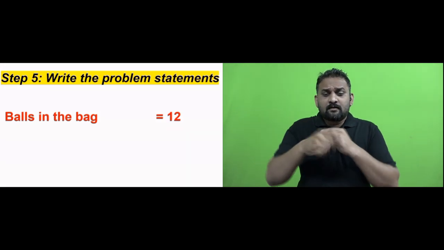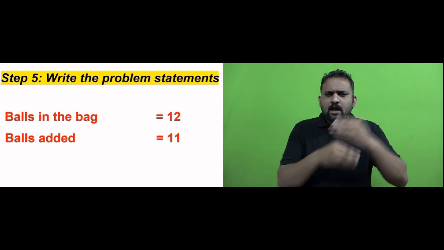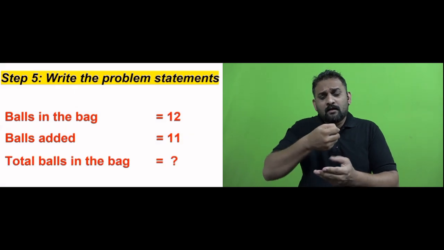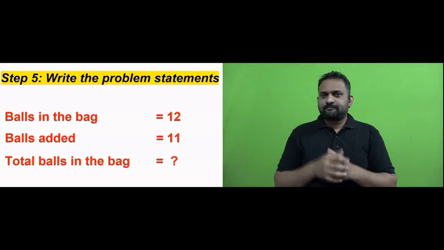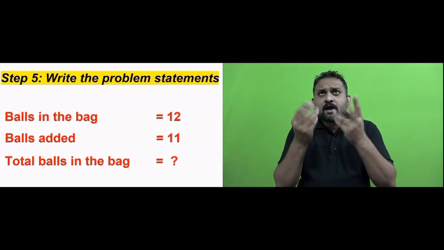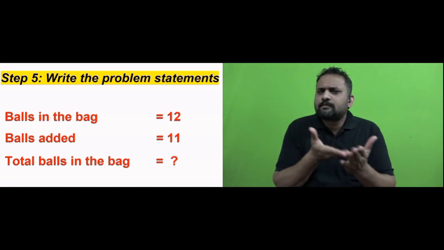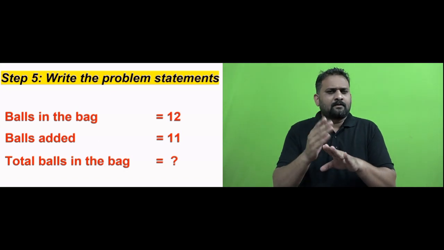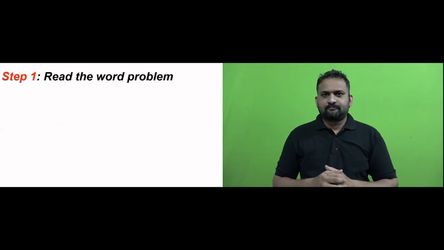Balls in the bag equals 12. Balls added equals 11. Total balls in the bag? Well, for now that's a question mark, because we need to solve the sum to understand how many balls are there in total. Before we go on to step 6, let's quickly revise what were the 5 steps we followed so far.